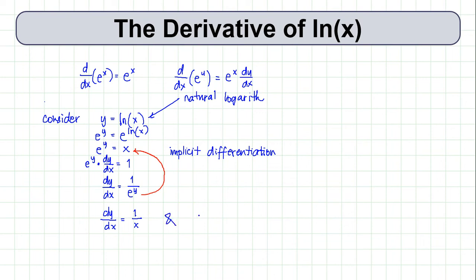And of course, using chain rule, generalize muna natin. Therefore, the derivative with respect to x of the natural logarithm of x or ln x is equal to 1 over x. And kung gagamit tayo ng chain rule, the derivative with respect to x of the natural logarithm of a function of u with respect to x is equal to 1 over u times du dx. Let us illustrate this with some examples.